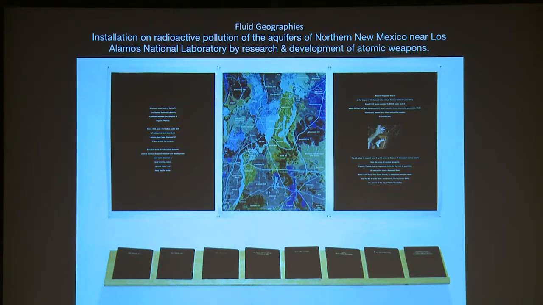Women who were herding their sheep across the river started getting sores on their legs that wouldn't heal. And then you started seeing birth defects, and then you started seeing cancer clusters in these specific populations.